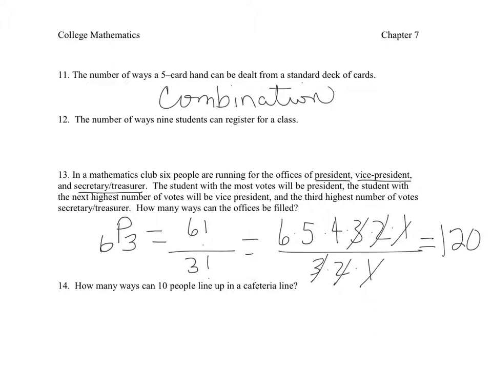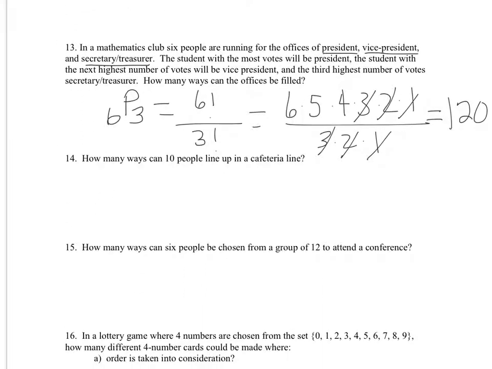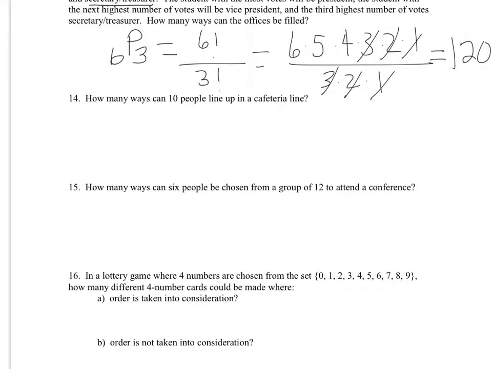Now, look at the next question. How many ways can 10 people line up in a cafeteria line? Okay, now think about it. If you're standing in a cafeteria line, and there are 10 of you, is order going to matter? And again, yes, I mean, whoever's first in line will get food before the person who is last. So that makes it a permutation.